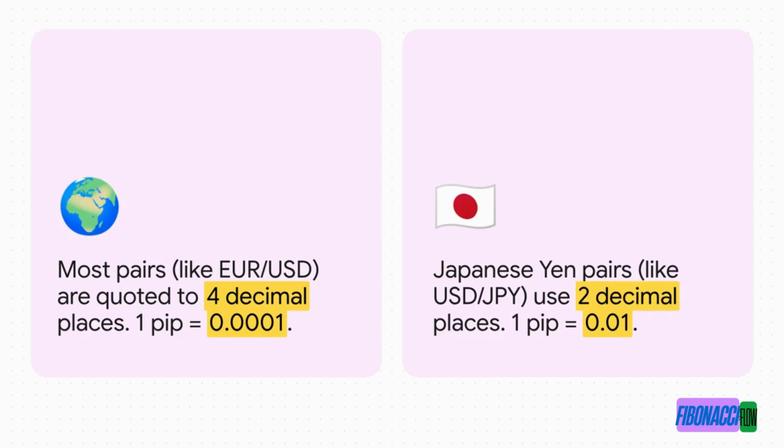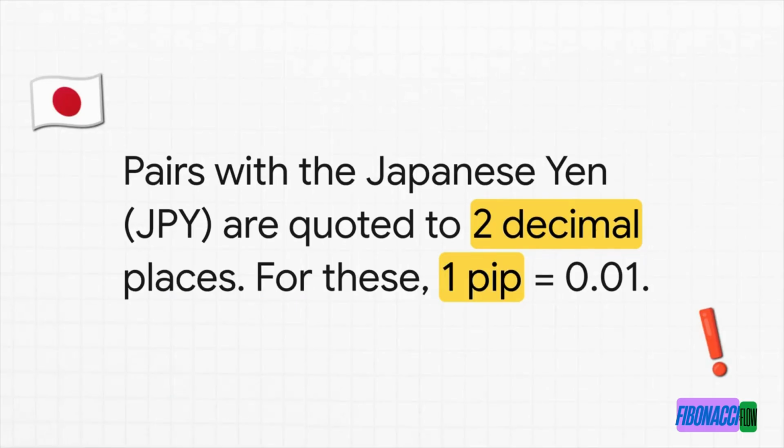In the world of Forex, that exception is almost always the Japanese yen. It likes to play by its own rules. Yeah, any pair that has the Japanese yen in it, like the US dollar versus the yen, is different. These are only quoted to 2 decimal places. So for these guys, the pip is the second number after the dot. A move from, say, 135.62 to 135.63, yep, that's 1 pip. The big lesson here is just always check how many decimal places your currency pair has.